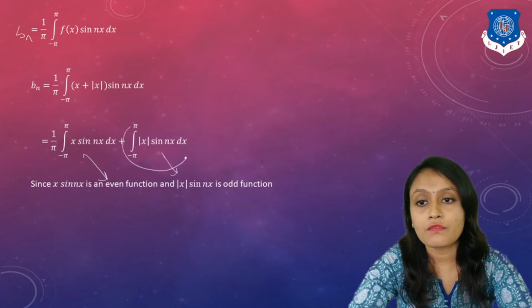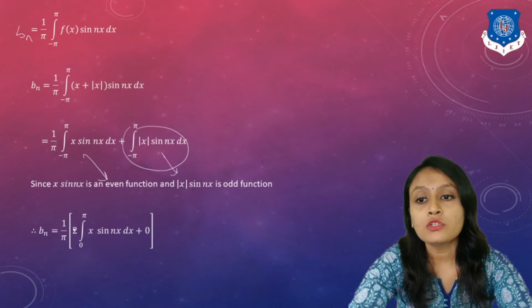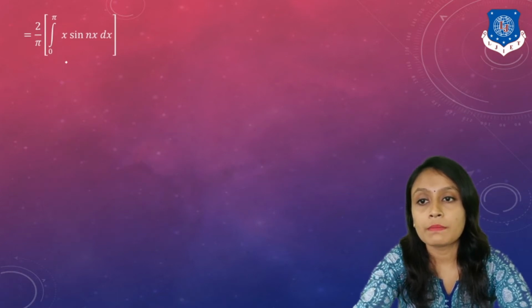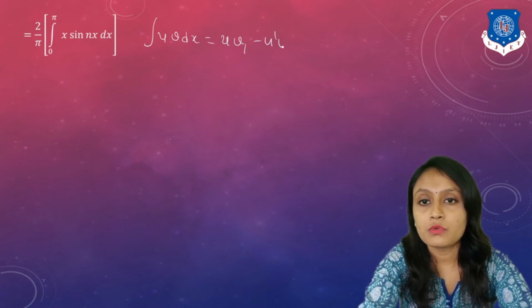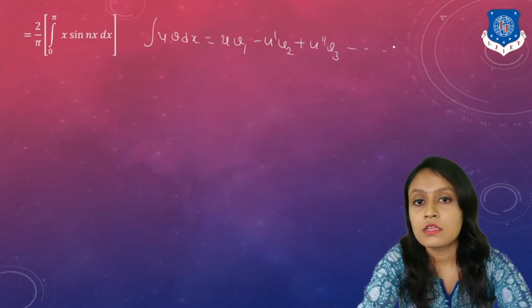So the integration of this term will be 0, and the integration of this term will be 2 times integral 0 to pi of x sin nx dx. Okay, now we will integrate this. So bn will be equal to 2 upon pi, integral 0 to pi of x sin nx. Again, to integrate this, we have to apply this UV rule. Okay, so the formula is what? UV1 minus U dash V2 plus U double dash V3 and so on.